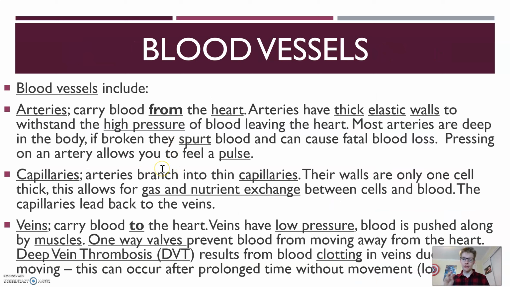Blood vessels. There are three different types of blood vessels. We've got arteries, capillaries, and veins. Now, a lot of people think the difference between arteries and veins is that arteries have oxygenated blood and veins have deoxygenated blood. Now, that is not 100% true. The definition of an artery is a blood vessel that carries blood from the heart. All right, remember that. Arteries go away from the heart, and veins go to the heart. It's not about whether it's got oxygenated blood or not, and we'll talk about why later. But that is the difference.